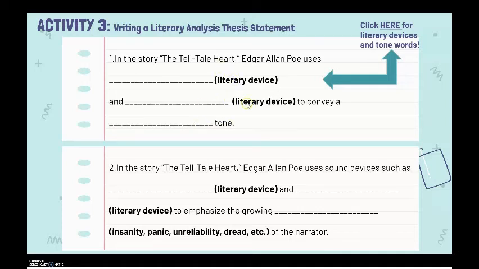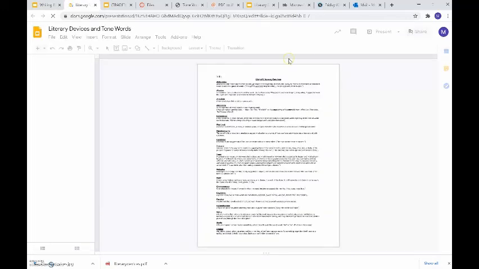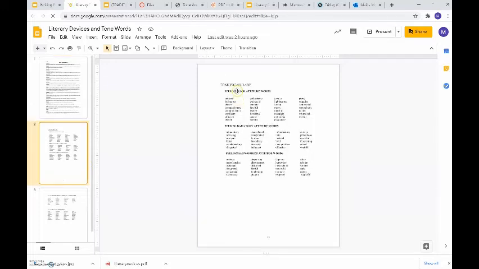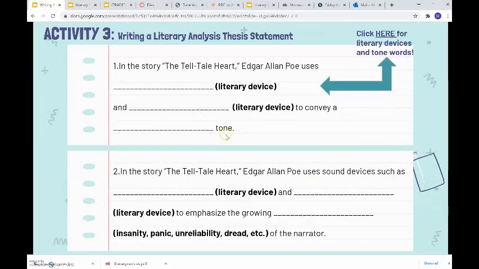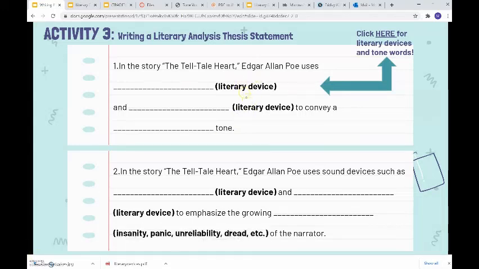If you don't remember any of the literary devices or tone words, if you go up here and click, it will take you to a document that has different literary devices here on the first page. And then I have different tone words. So we've got it according to, it's in categories. Good attitude words, bad or angry, sad and worried, humorous, ironic, sarcastic, or neutral. You don't feel one way or the other. So you need to decide what is the tone of this short story. And then you need to tell me the literary devices that prove your opinion is correct.